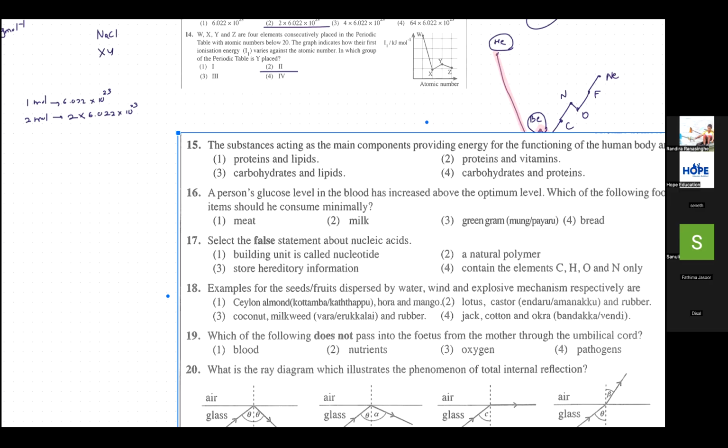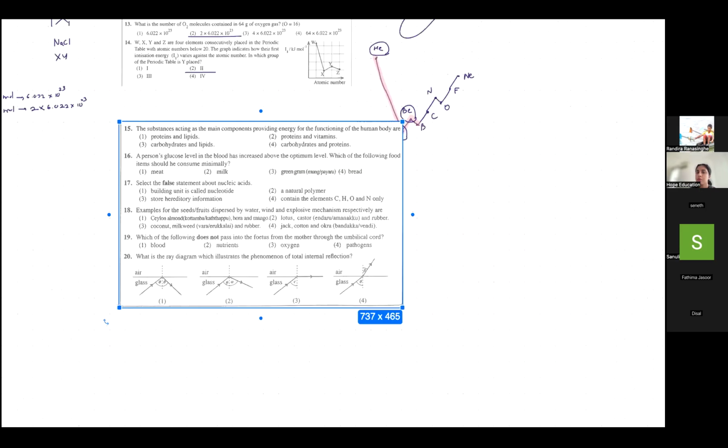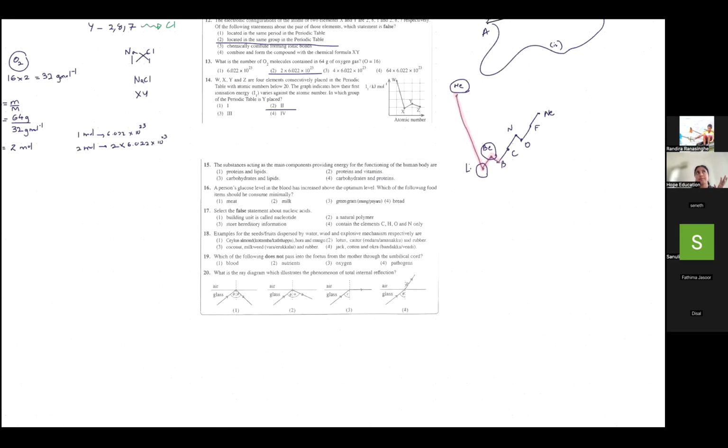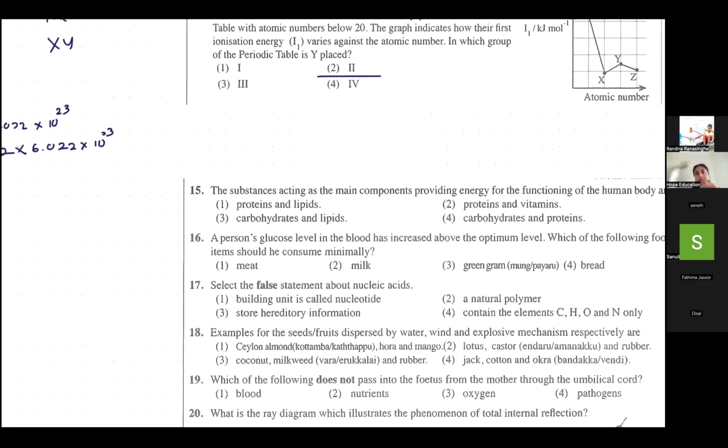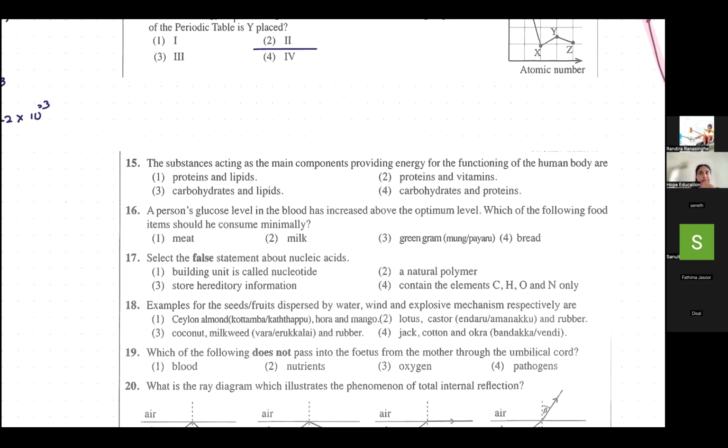Okay. So the substances acting as the main components providing energy for the functioning of the human body. When our body needs energy, where does it go first? Where does the body go first? Does it reach carbohydrates first, or proteins first, or lipids first when obtaining energy? What do you think? Okay, others?